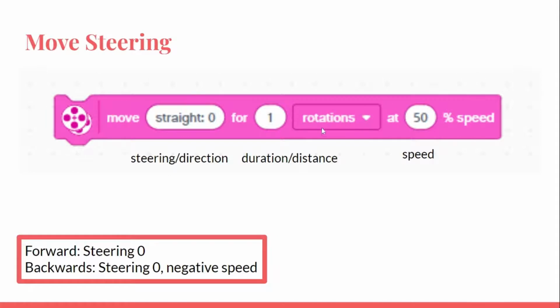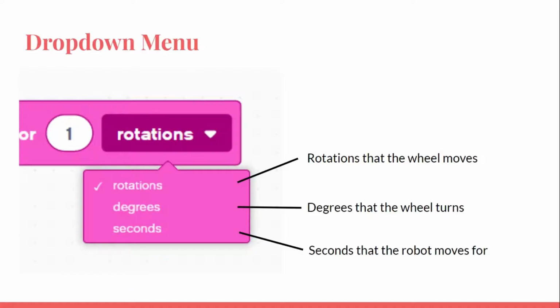For Move Steering, to move forward, the steering right here should be set to 0, and it should have positive speed. To move backwards, the steering should still be 0, but have negative speed. You may notice that there's also this drop-down menu there, and if you press it, 3 options will come up: rotations, degrees, and seconds. Rotations is the amount of rotations that the wheel moves, degrees, the degrees that the wheel turns, and seconds, the seconds that the robot moves for.